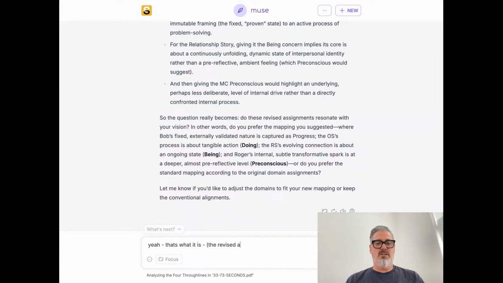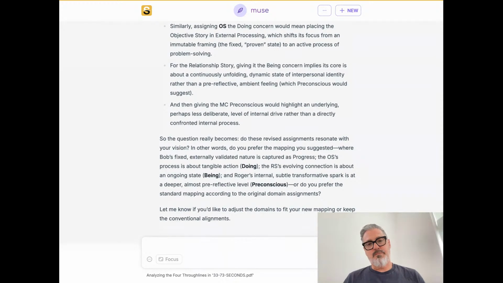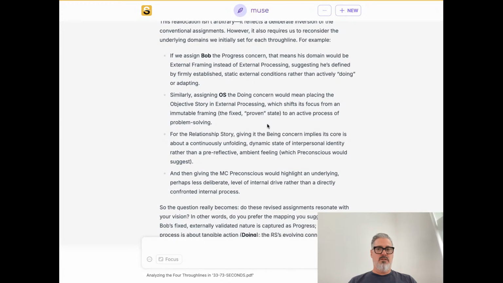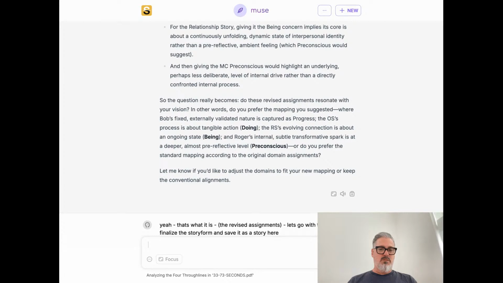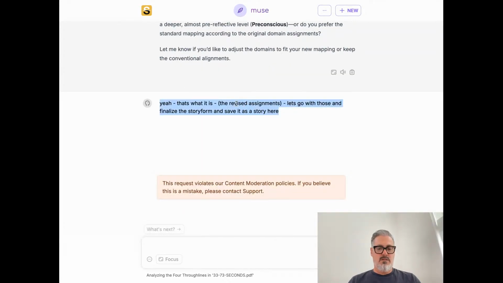Revised assignments. Let's go with those and finalize. Finalize the story form and save it as a story here. So it should probably check it one last time and then let's see what it does. Oh, did I lose it? Oh, this request violates our content moderation. I believe that's a mistake with the API. Dang it. I didn't say bad words there.